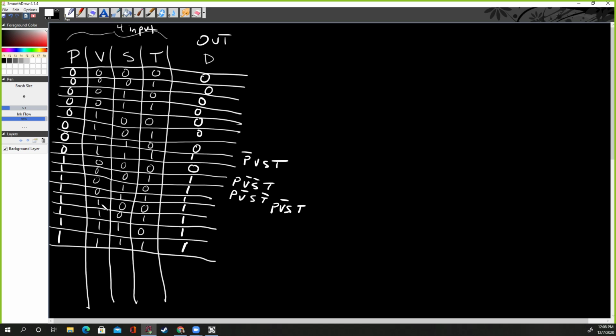And then for this one, the first two are on, and the second two are off. And this one they're all on except the third one, so P, V, S, T, and this one's off. And this one they're all on except the last one, P, V, S, T, and that last one's off. And here they're all on, so P, V, S, and T.